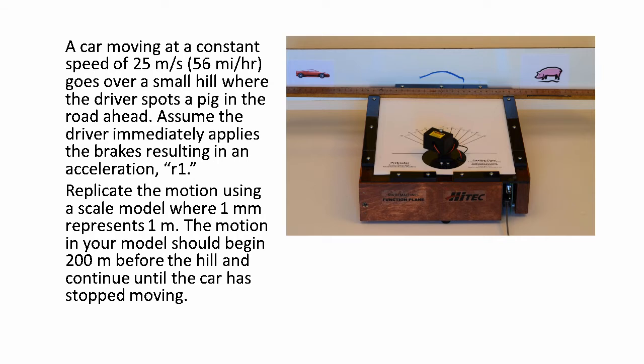A car moving at a constant speed of 25 meters per second goes over a small hill where the driver spots a pig in the road ahead. Assume the driver immediately applies the brakes, resulting in an acceleration r1. Replicate the motion using a scale model where 1 millimeter represents 1 meter. The motion in your model should begin 200 meters before the hill and continue until the car has stopped moving.